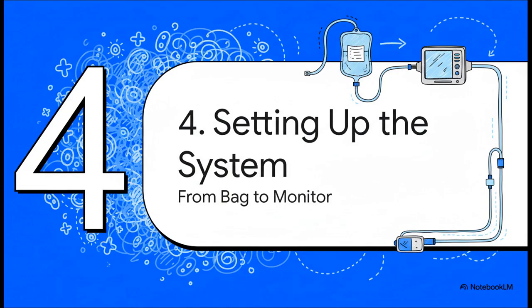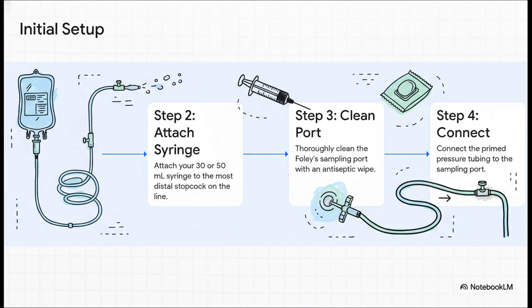Okay, supplies are gathered. Now for the fun part, the setup. Let's walk through exactly how to put this system together, from the saline bag all the way to the monitor. First things first, spike your saline bag and prime that pressure tubing like your life depends on it. Get every single air bubble out of every port. Next, go ahead and attach your big syringe to that last stopcock. Then, give the sampling port on the Foley tubing a really good scrub and connect your primed line.